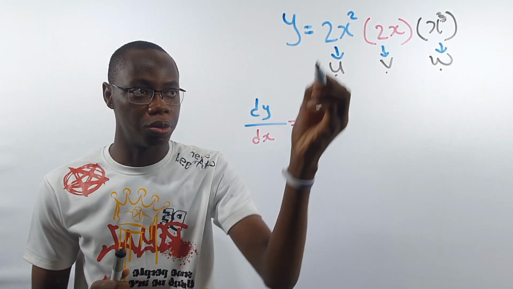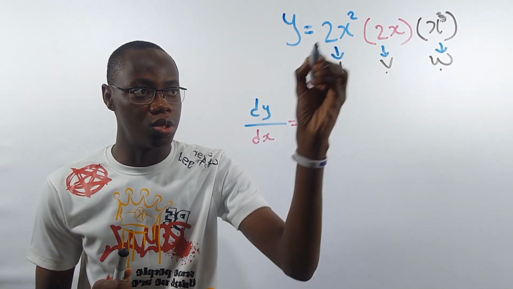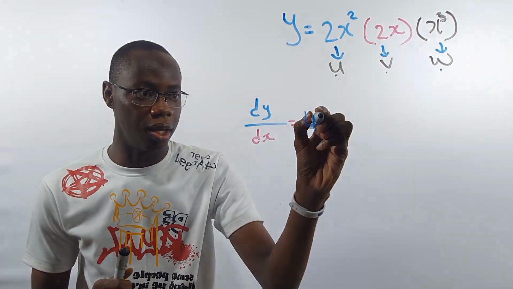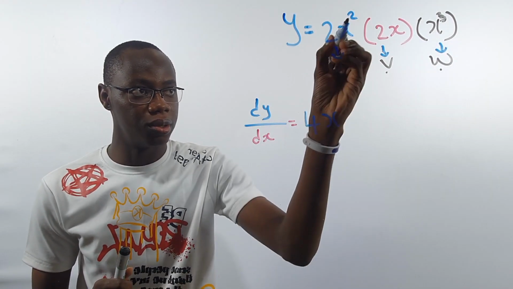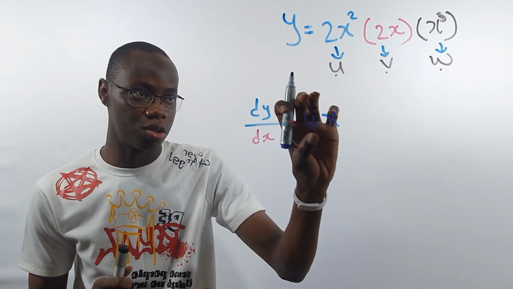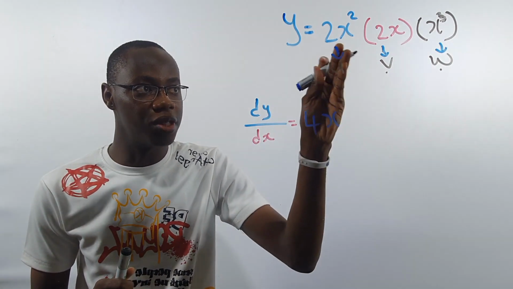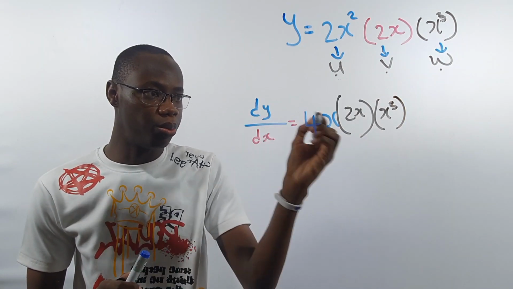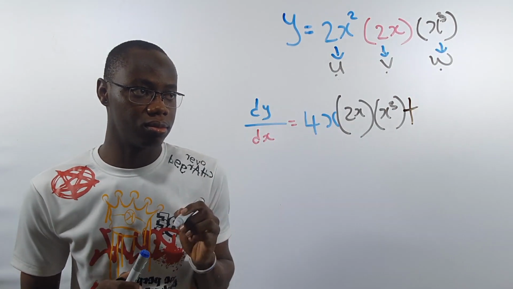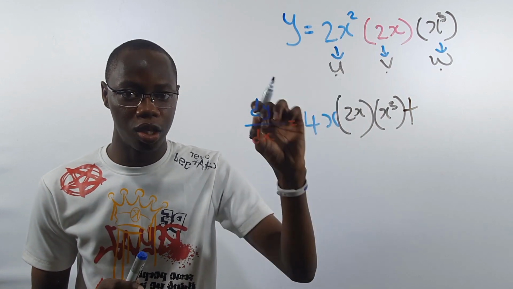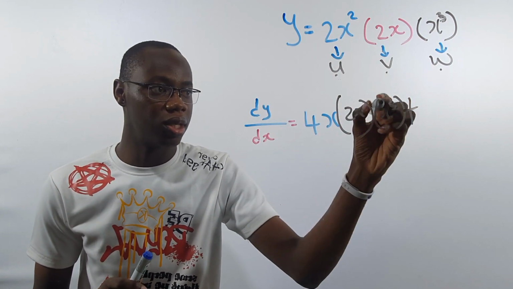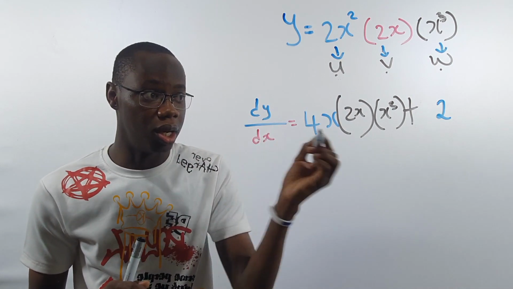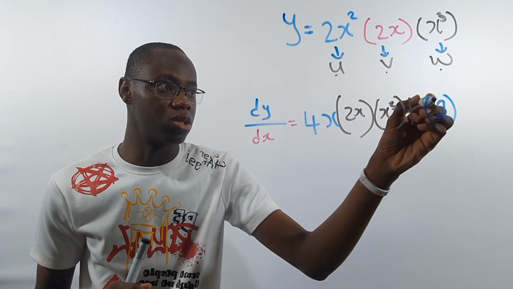So you differentiate u first. That will be 2 times this, 2 times 2, that's 4x raised to power, subtract 1 from the power, so that's just 4x. And then leave the rest the way they are. Very simple, like this. Plus the next one, differentiate this one, that's 2, this is 2 here, and then leave the rest the way they are.